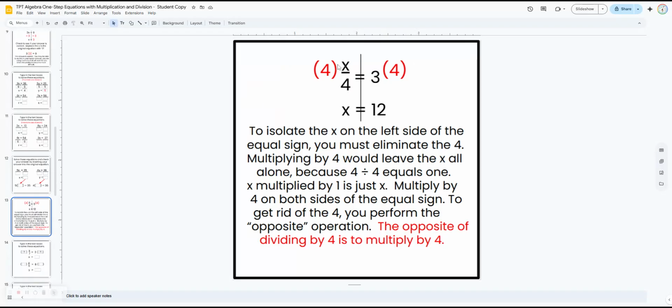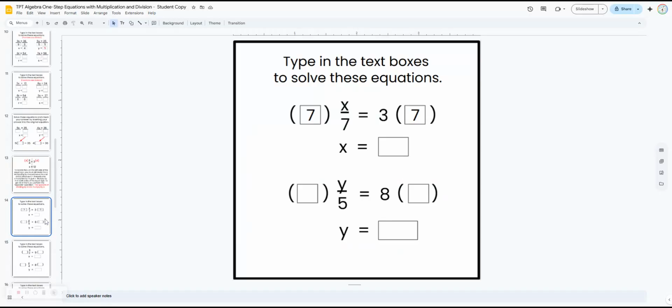Here the opposite operation would be to multiply. And you want to point out to the students they're multiplying by the numerator, not the denominator. So if they multiply by 4, it's 4 times x. And they've got a few problems to practice. The first one's done for them.